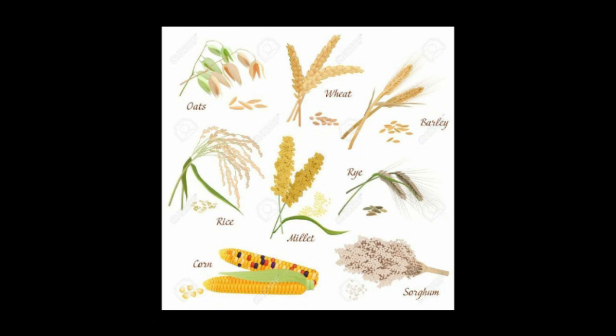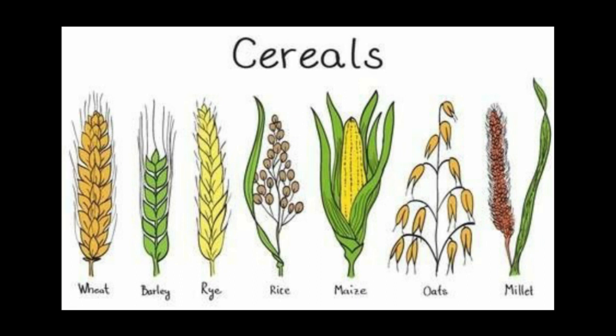Seeds can also store food, and these are also eaten. You might have eaten grams, chana, chola, and dale. These are the seeds where the plant stores its food. Wheat, rice, maize, barley, and kidney beans or chickpeas are the different types of seeds that can be eaten.